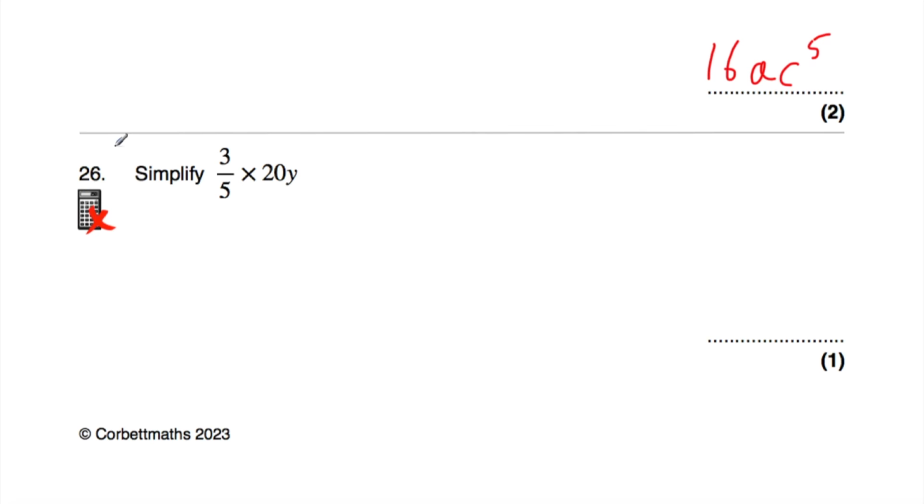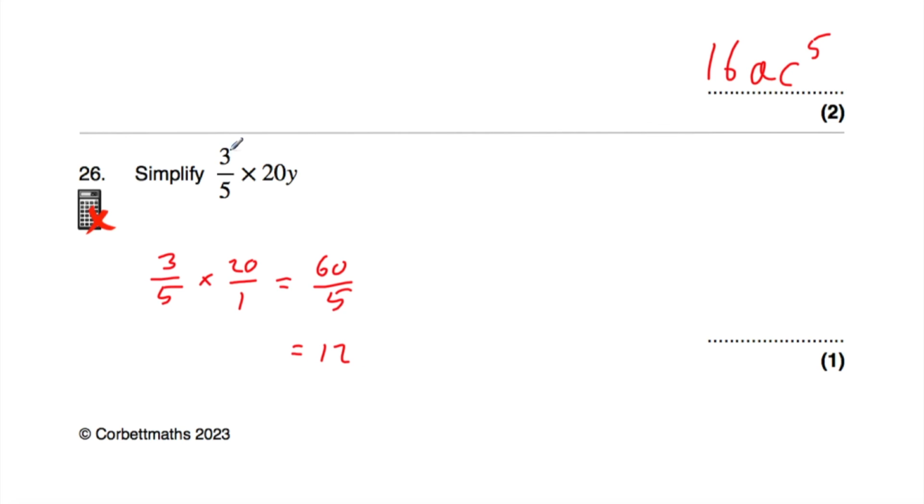Okay, let's have a look at our next question, question number 26. It's a non-calculator question, and we've been asked to simplify 3/5 multiplied by 20y. So let's deal with the numbers to begin with. We've got 3/5 multiplied by 20. Now we could do 3/5 multiplied by 20 like this, where 20 is the same as 20 over 1. And then we could do 3 times 20. Remember, to multiply fractions, you just multiply the numerators and multiply the denominators. So 3 times 20 is equal to 60. And then on the denominator, you've got 5 multiplied by 1, that's equal to 5. And 60 divided by 5 is equal to 12. So that means that 3/5 multiplied by 20 would be equal to 12.